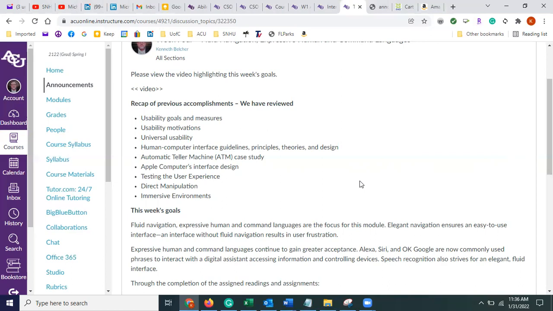That way, we always have to accept new tools in the IT world. Constantly learning new tools is just a part of the job. So like I said, we looked at Apple computers interface design. We look at testing user experience, direct manipulation, and immersive environments.